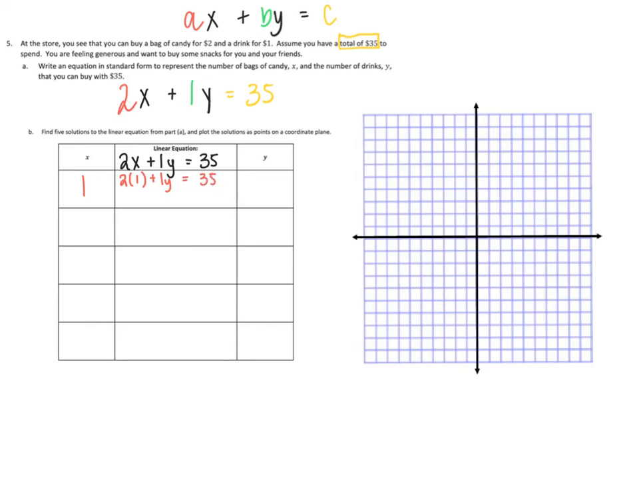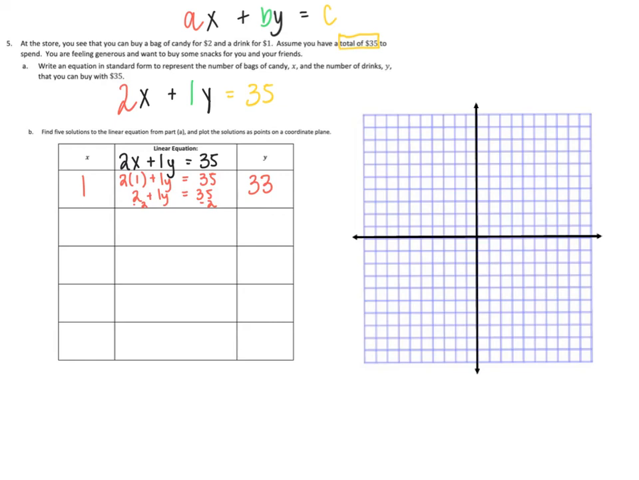I want to know what y equals. So this becomes 2 plus 1y equals 35. Well, how am I going to get this y by itself? I'm going to subtract 2. Subtract 2, I get y equals 35 minus 2, which is 33. So if I only bought one bag of candy, I would only spend $2, and then I have $33 left. I can get 33 drinks because they're each $1.